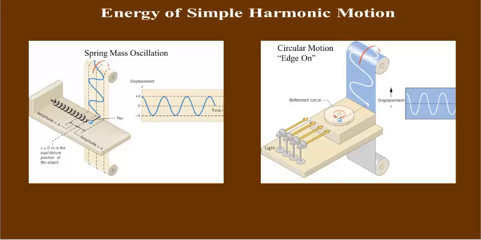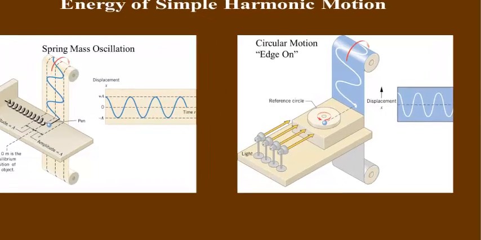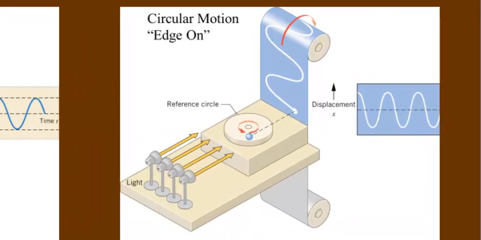These are mechanisms by which we can visualize simple harmonic motion in a sinusoidal fashion. I think you're familiar with the example on the left. I showed that in the previous lesson. The one on the right I didn't actually cover, so I want to cover it quickly. We can actually represent circular motion in a sinusoidal fashion as well. If you look at that mechanism on the right, we're using lamps to project a shadow of the object on the turntable.